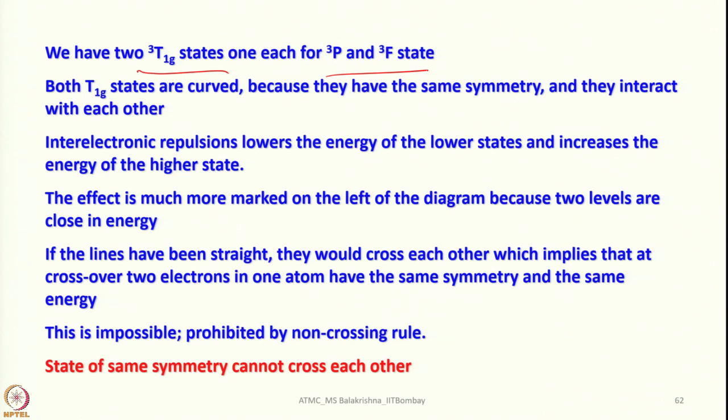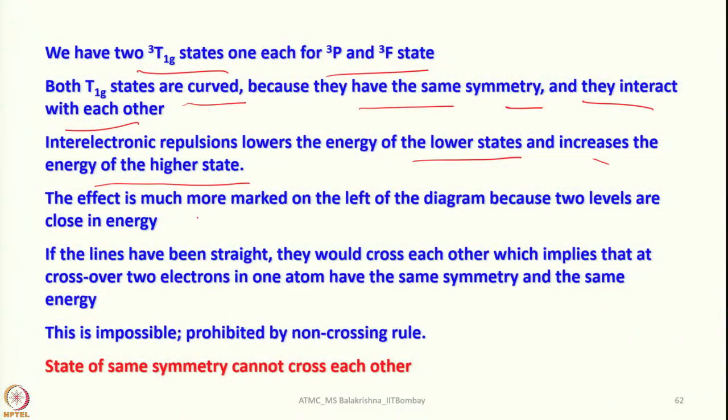So, now we have two 3T1g states, one each for the 3P as well as the 3F state. We have to mention in the parentheses that both T1g states are curved because they have the same symmetry and they interact with each other. That means inter-electron repulsions lower the energy of the lower state and increase the energy of the higher state. When they come together like this, they were supposed to intercross, but the energy of the lowest one is lowered and the energy of the higher one is increased.